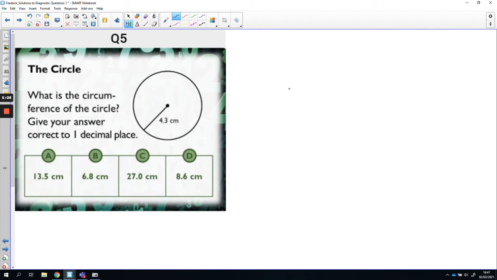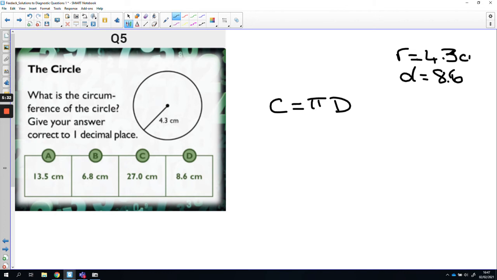Question number 5. What is the circumference of the circle? Give your answer to 1 decimal place. So you'll notice there's a pattern. You start every question with the formula. You then recognise whether or not you have the radius or diameter. So on this occasion, we've got the radius again. To get the diameter, you will multiply by 2. Better put in my units. Substitute your value in. And then put it into your calculator.